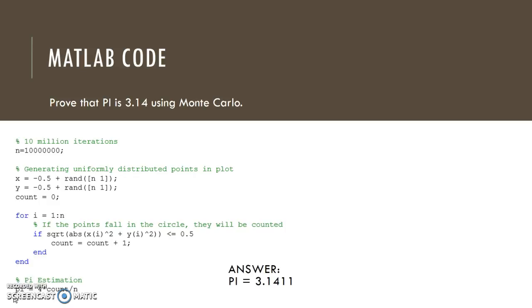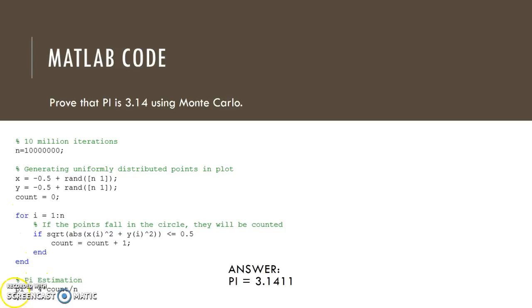Alright, so here's the MATLAB code that we used. We chose to do 10 million iterations, randomly generating x and y coordinates on a 1 by 1 plot. They will be between negative 0.5 and 0.5, and if their distance from the origin is greater than the radius, which is 0.5, that means they do not fall in the circle and they will not be counted. As Gloria just mentioned, pi should be 4 times the proportion in the circle over the total area. The answer we got was 3.1411, which you can see right here.